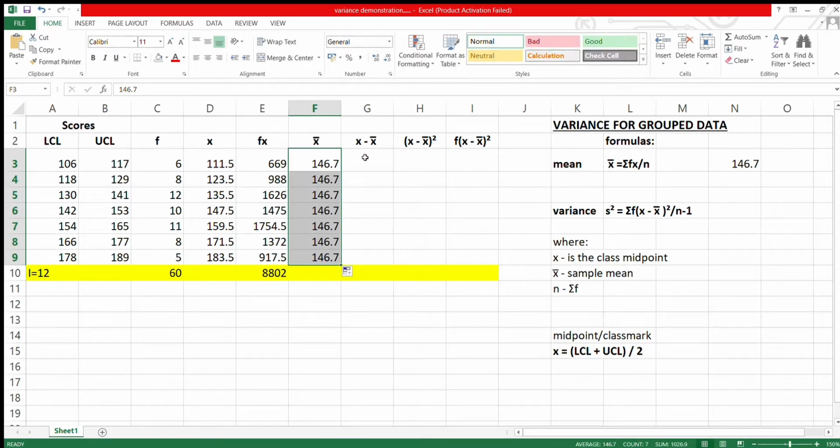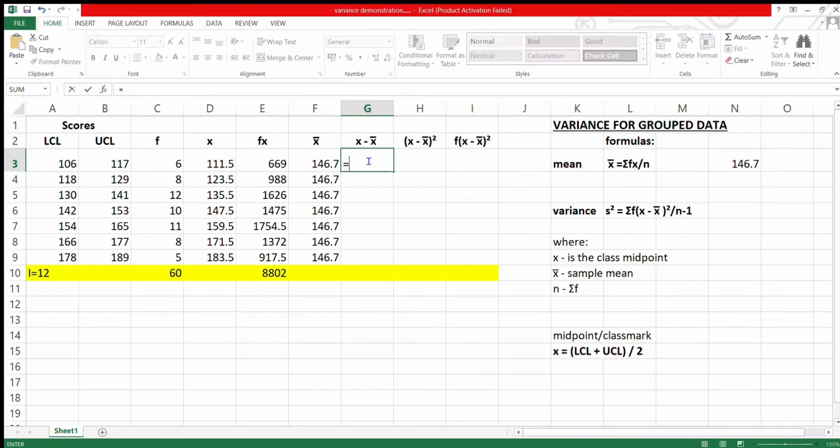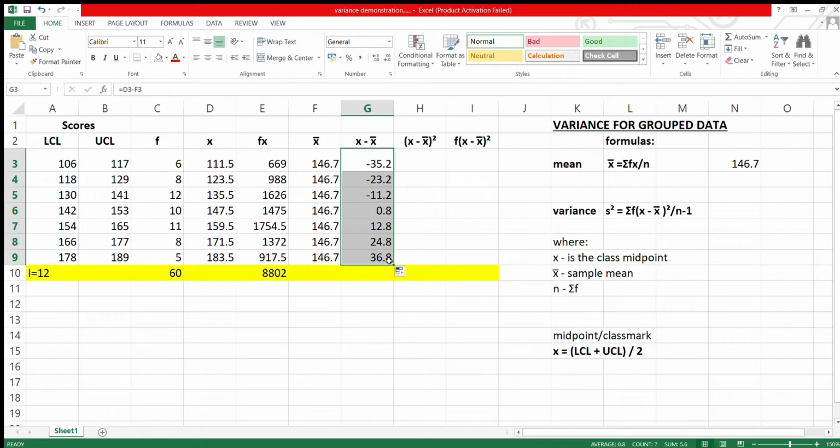Now, let us find the difference between the class mark and the mean. The class mark, which is 111.5, minus our mean, which is 146.7, gives us negative 35.2. We need again to drag it down to get the other values of the difference between the class mark and the mean.